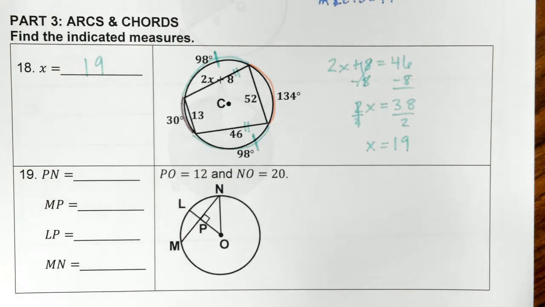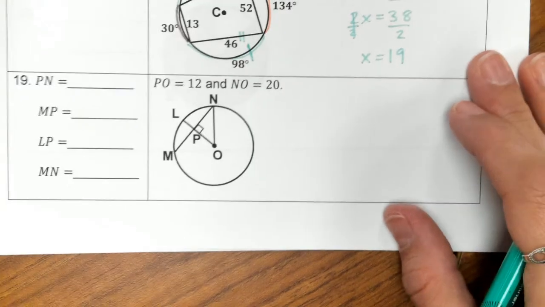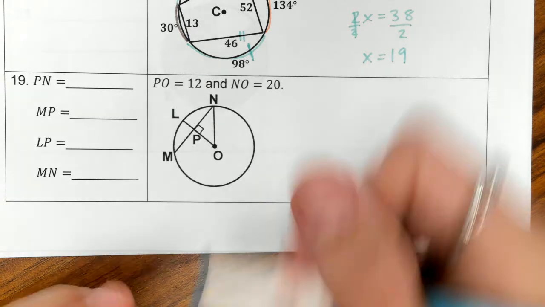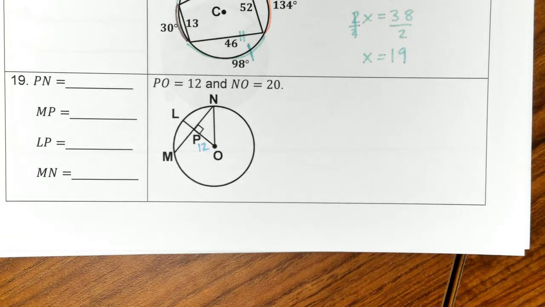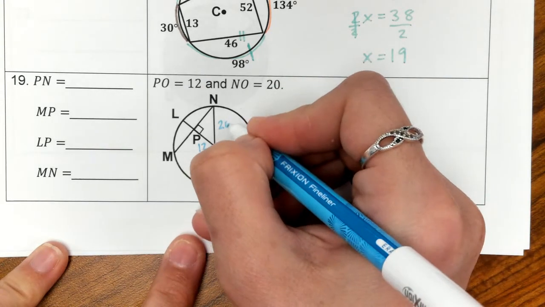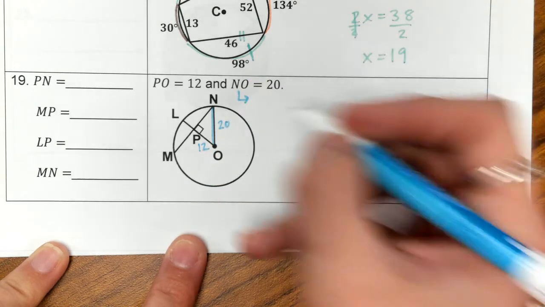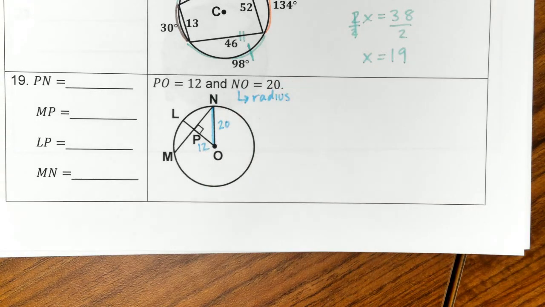All right. We have quite a bit of stuff going on for number 19. We are looking here at PO. From P to O right here is going to be 12. We're looking at NO right here, which is going to be 20. What I need you to understand is NO, this segment goes from the center to the circumference. This is your radius, okay? This is going to help us out here in a moment.